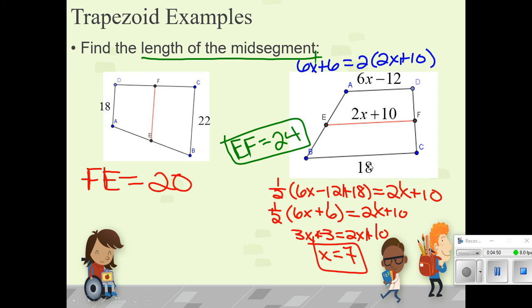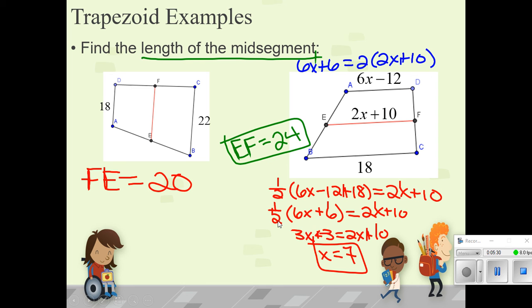Now, if I use algebra, 6x minus 12 plus 18, divided by 2, or half, will equal 2x plus 10. So you need to write this. Or you can do 6x minus 12 plus 18. If I do negative 12 plus 18, that's positive 6. That equals twice 2x plus 10, twice this. So you can set up this equation or you can do this equation. When you add the top and the bottom, half of that is going to equal this middle. So that will be the equation here.